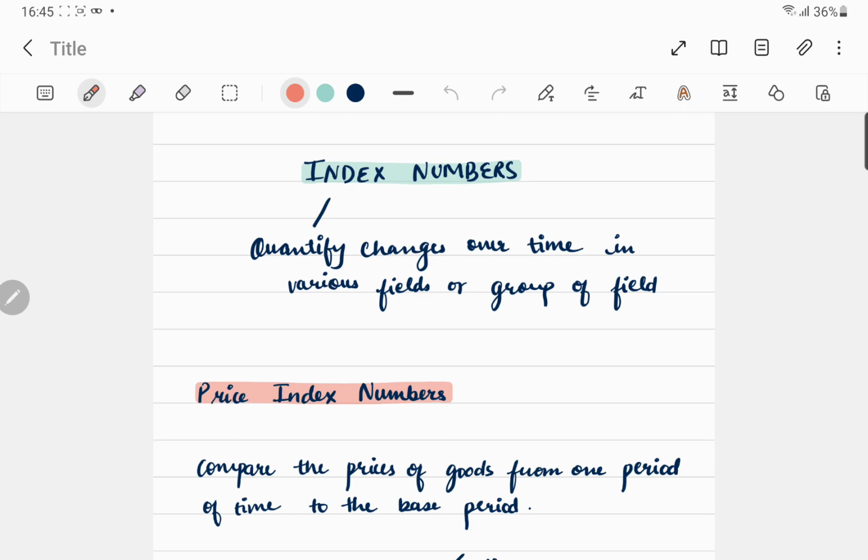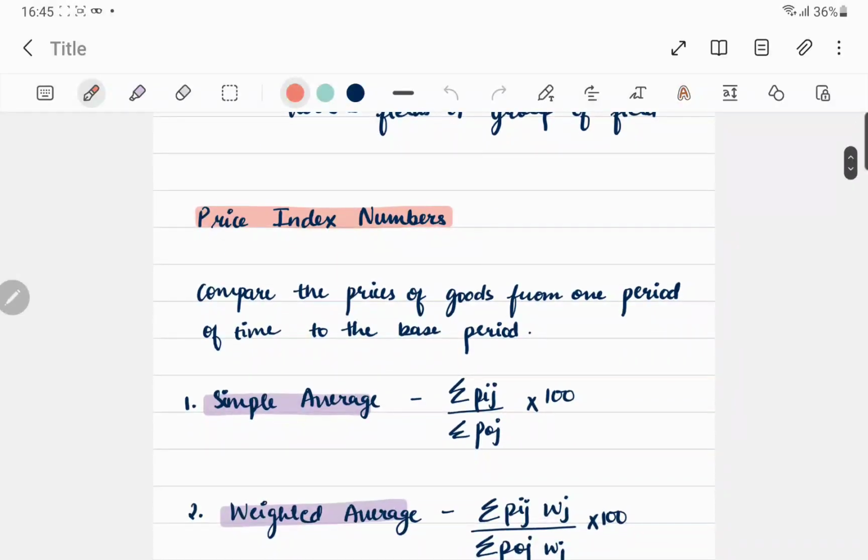So index numbers are something which quantify the changes that take place over time, in certain fields or certain groups of fields. Let's say you want to compare the price of goods from one period of time to some past period of time, right? You cannot directly compare it. You cannot just say that this cost was this much earlier and now it is this. You have to standardize that entire process. So this is where we are going to discuss index numbers.